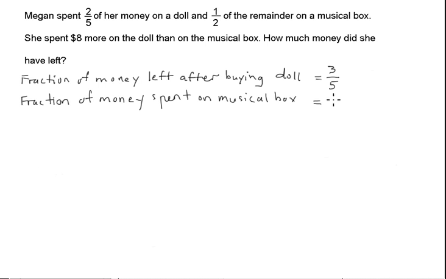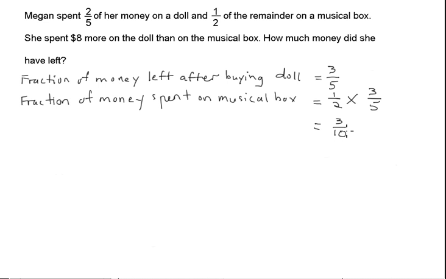And this is equal to half of the remainder. So we take half times 3/5. Half of the remainder. So half times 3/5. And this will give us 1 times 3 is 3, and 2 times 5 is 10. So 3/10. So this is the fraction of money spent on the musical box.